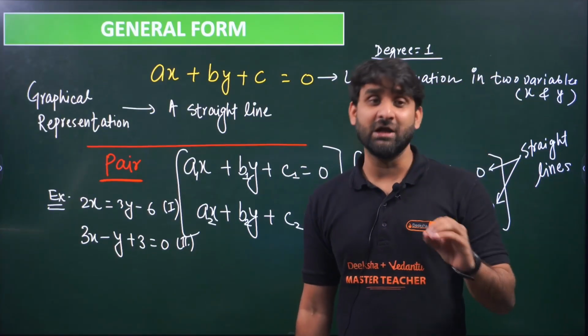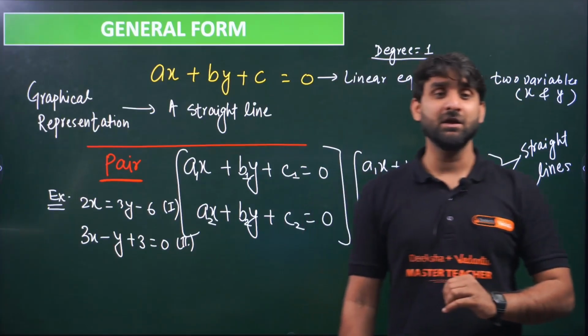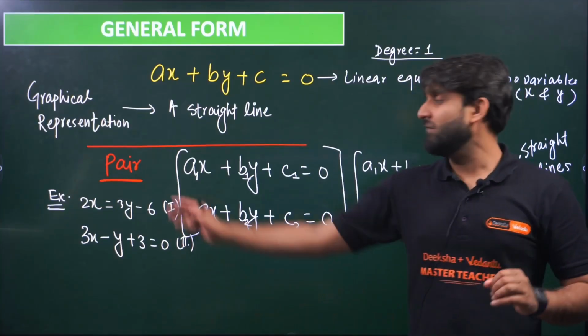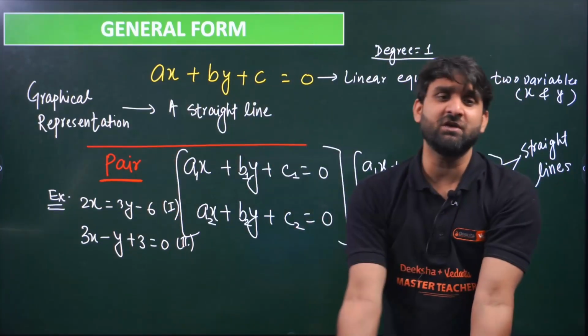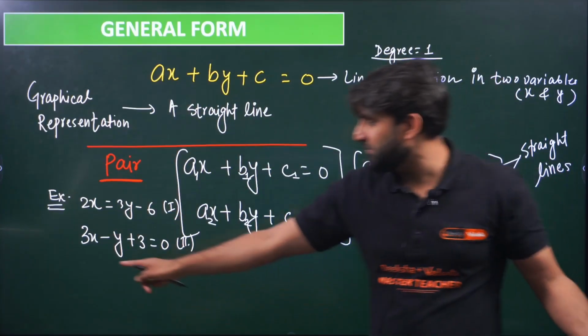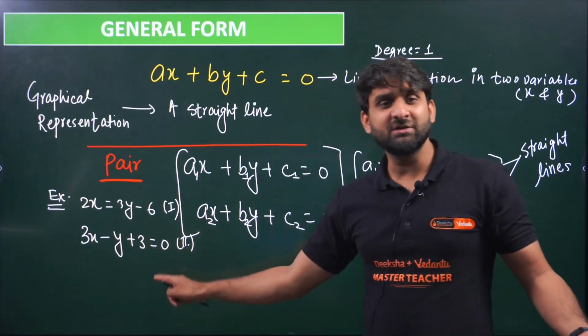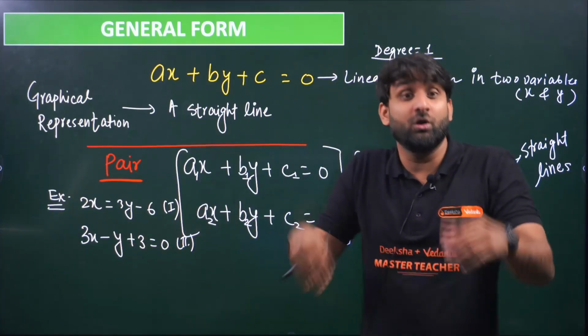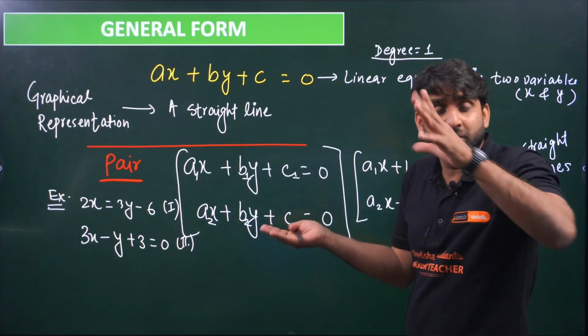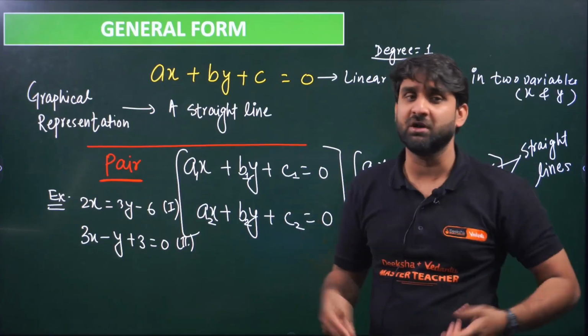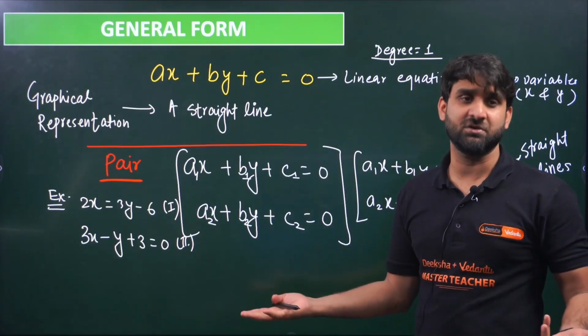Then only you can get the values of A1, B1, C1 correctly, A2, B2, C2 correctly. If the linear equation is already given in general form, you don't need to change it. For example, the second equation, 3x minus y plus 3 is equal to 0, is already given in general form. So you don't need to modify it, you don't need to impose any kind of changes there.